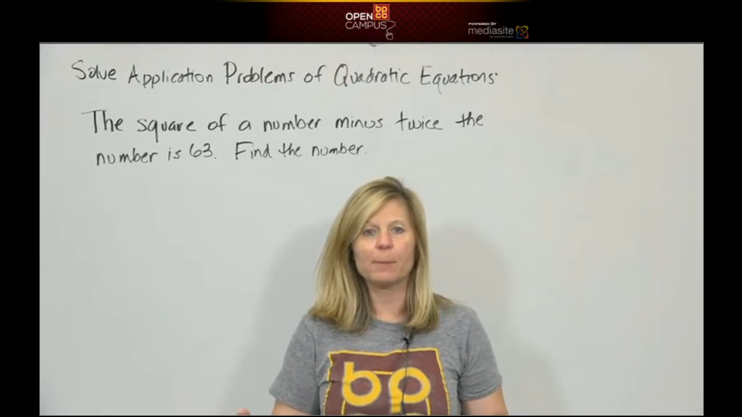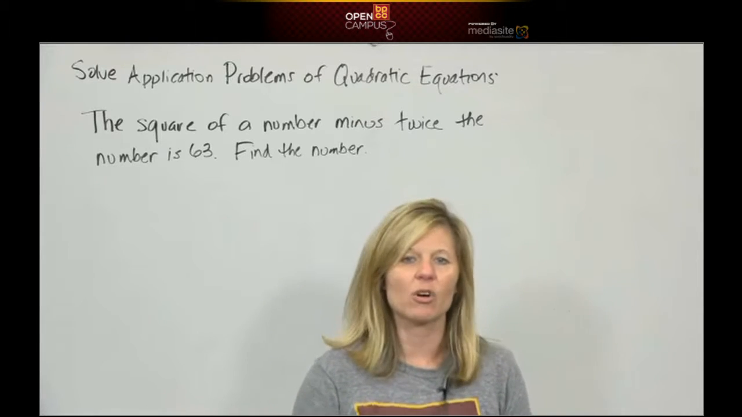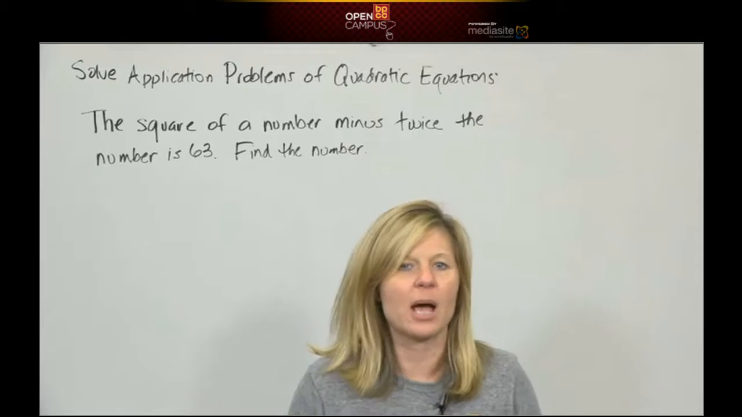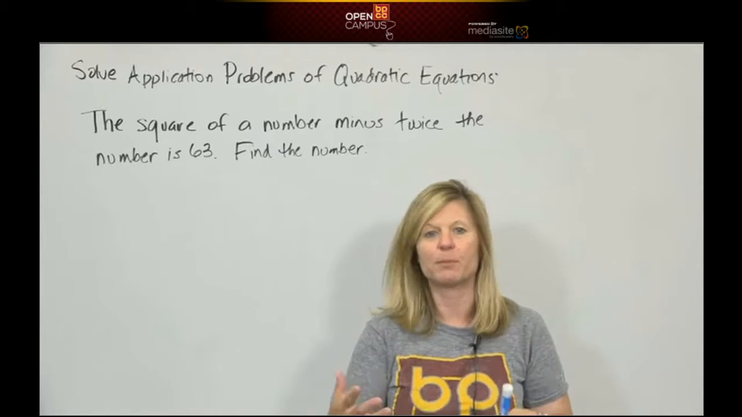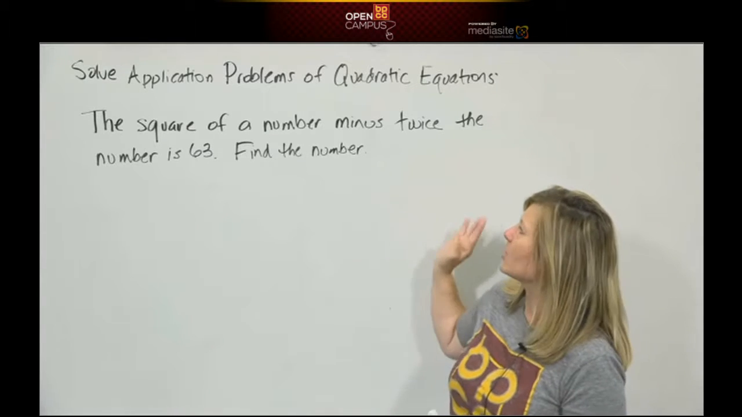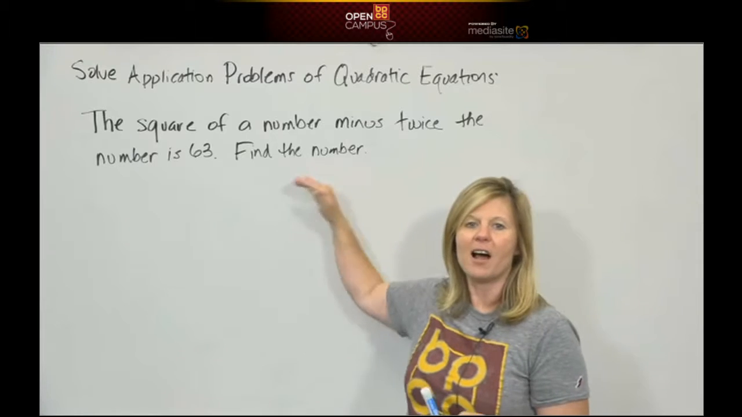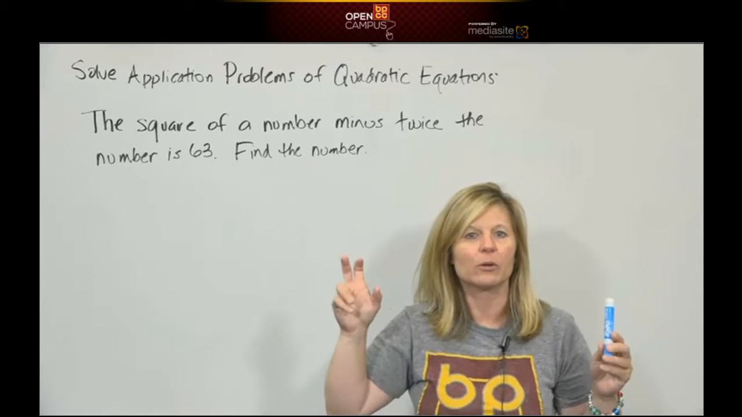Okay, so we're solving application problems dealing with quadratic equations. The first thing I need to state to all of you is that I cannot solve every different type of application problem. So I just had to hand pick a couple out of my textbook. The one I picked here is: the square of a number minus twice the number is 63. Find the number. And most elementary and middle school kids like these kinds of little riddles.